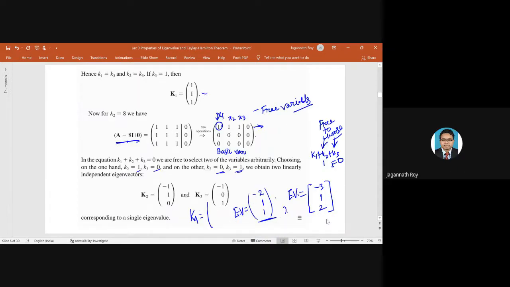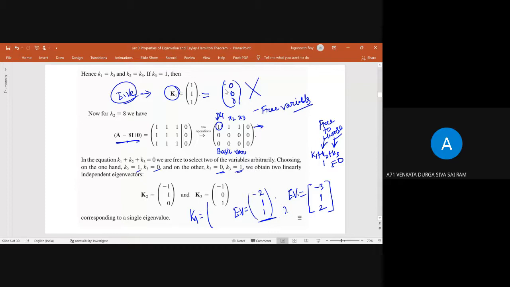Okay. Now you are saying that you can take 0, 0, 0. Right? Can we take this? The answer is no, because this is an eigenvector. Eigenvector cannot be a zero vector. It has to be a non-zero vector.